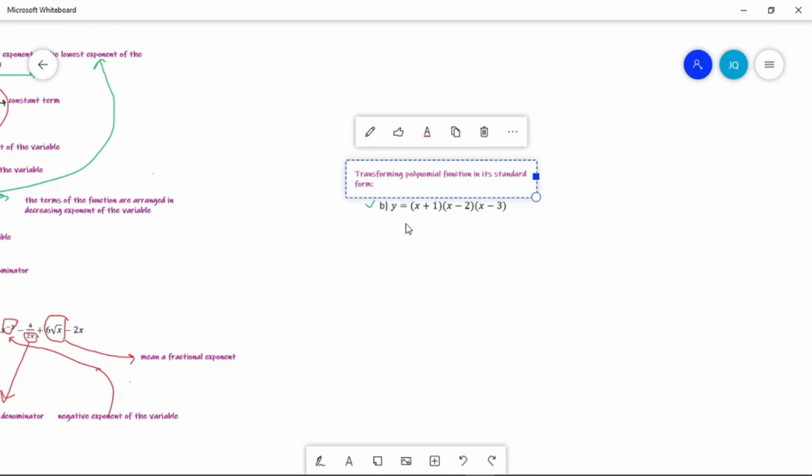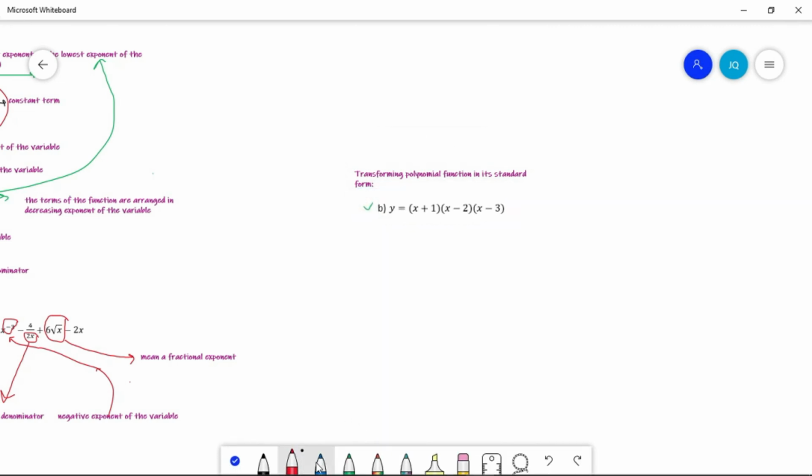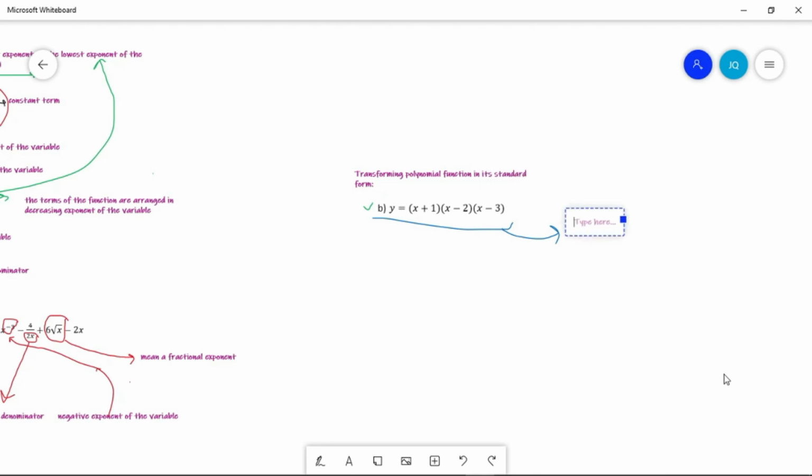Actually, in this given example that we have, y is equals to the quantity of x plus 1 times the quantity of x minus 2 times the quantity of x minus 3. This is actually in factored form. When we say factored form, that's how it looks like. Factored form, no? So to standard form, first multiply. Let's perform FOIL.